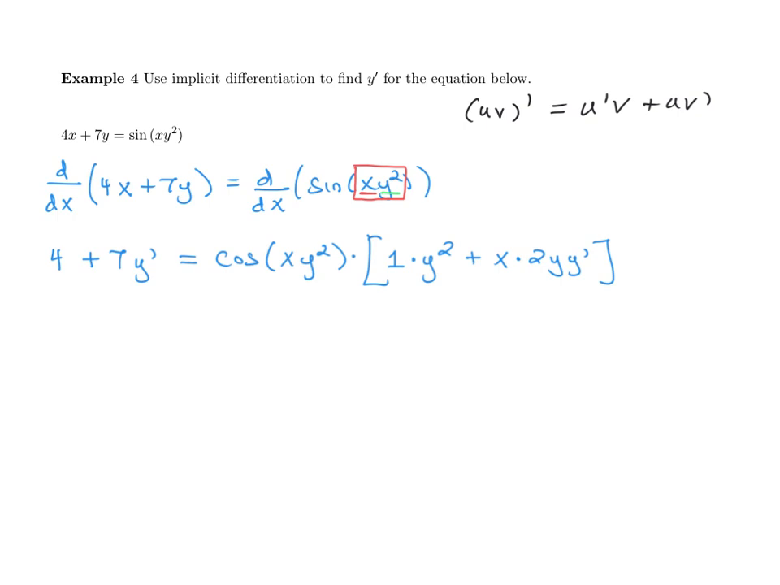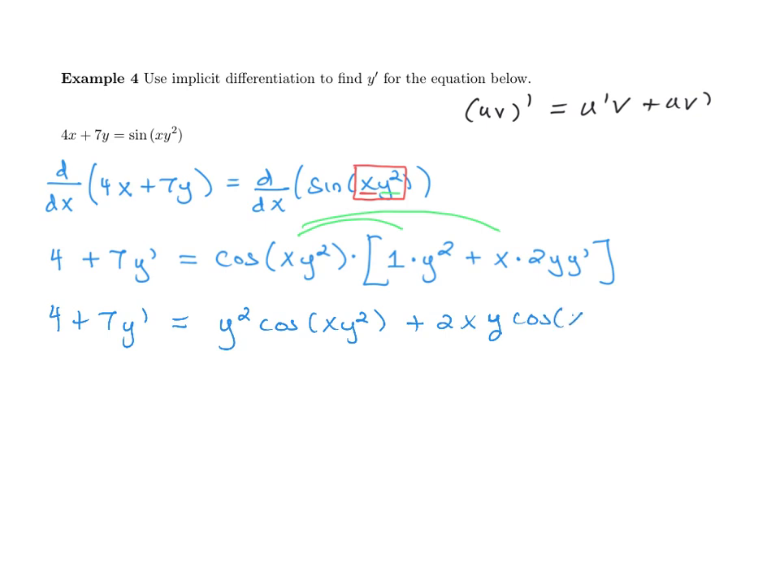So that means on the left, I have 4 plus 7y prime is equal to, here I'm going to multiply this into both terms and simplify. Cosine xy squared times 1y squared, I'll write that as y squared cosine xy squared. I then have plus, I'll put the 2 first, then x, then the y, then the cosine xy squared, followed by the y prime.